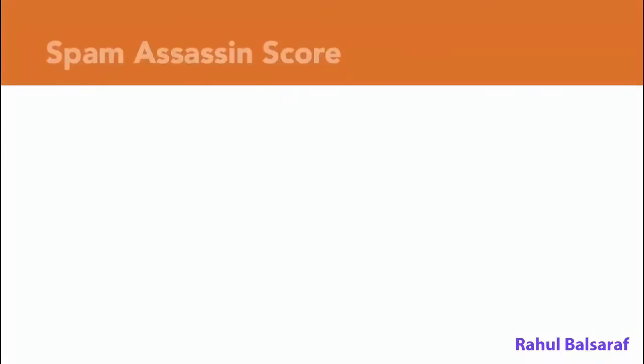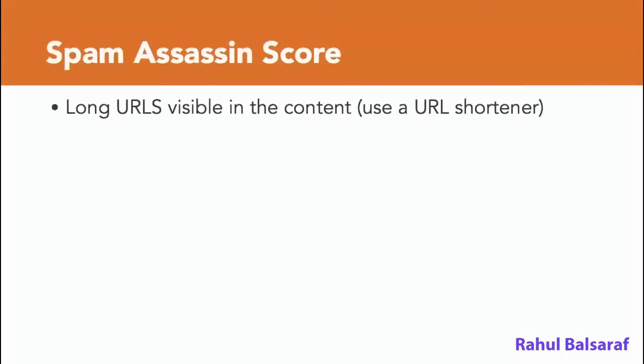The Spam Assassin system looks for long URLs that are visible in the content. That's not cool with spam filters, so if you use a shortener like bit.ly or goo.gl to convert the URL you have to display, or simply link it instead of dropping it in the text.